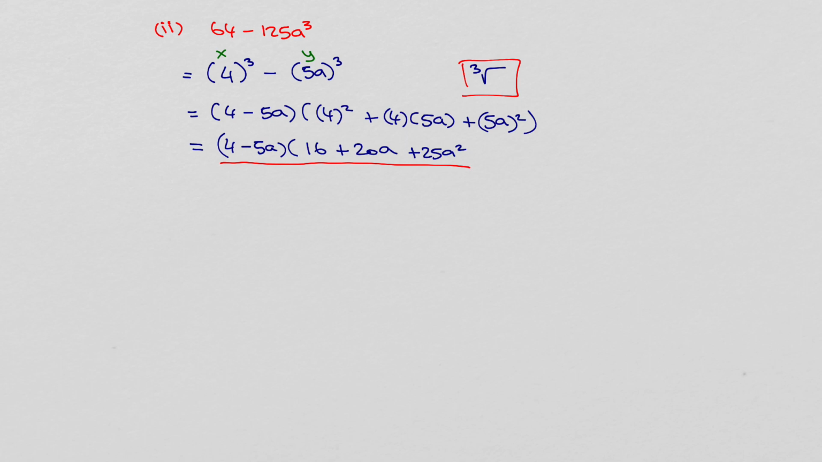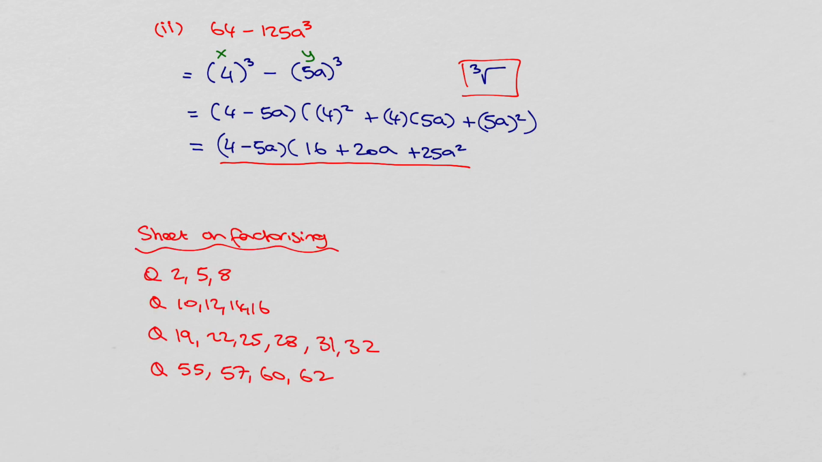So what you're going to do now is look at the sheet that I've given out to you on your handout. And on it, we're going to mark the following questions for type 1, 2, 3, and 4. So question 2, 5, 8, 10, 12, 14, 16, 19, 22, 25, 28, 31, 32, 55, 57, 60, and 62.